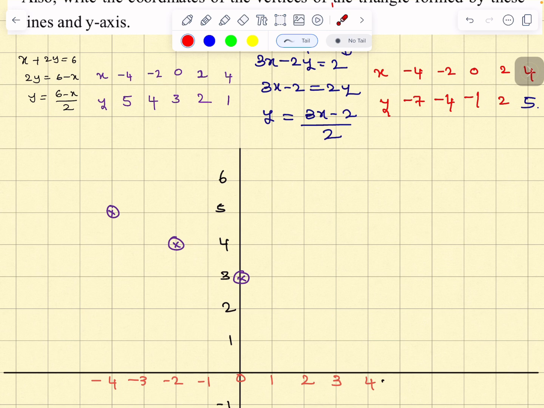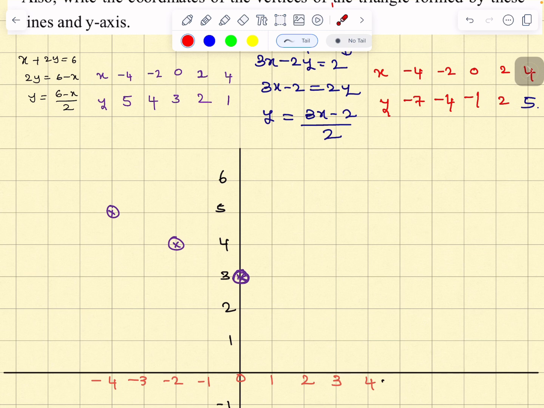Similarly, when x value is 0, what is the y value? Y value is 3. So here x value is 0 and the y value is 3. So you put the point here. Okay, you put the point on the y axis, x equal to 0 comma 3.